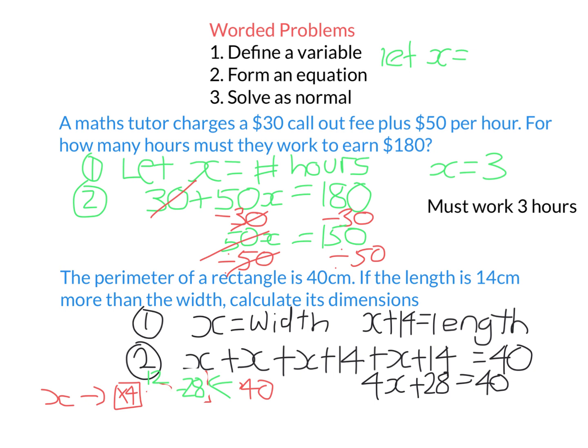So now I'm going to go the opposite way through the times 4 machine. I'm not going to times 4. I'm going to divide by 4. So 12 divided by 4 gives us 3. The answer here is x equals 3. So what does that mean? That means x was the width, so the width is 3. The length is 17. And because everything was in centimeters, we have width is 3 centimeters, the length is 17 centimeters, and we're done.